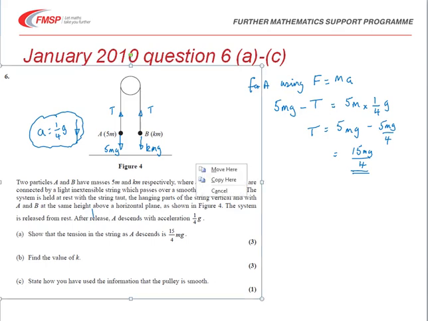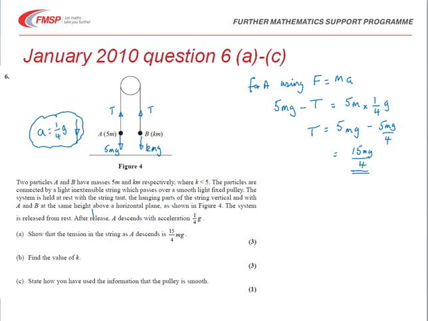In the second part of the question, we've been asked to find the value of k so that we can use F equals ma for B and look at the forces acting on B. This time we've got a force downwards kmg and a force upwards equal to T, and of course we have that the acceleration is upwards, so let's put T minus kmg, and then that will give us our acceleration equal to 1/4 g upwards.